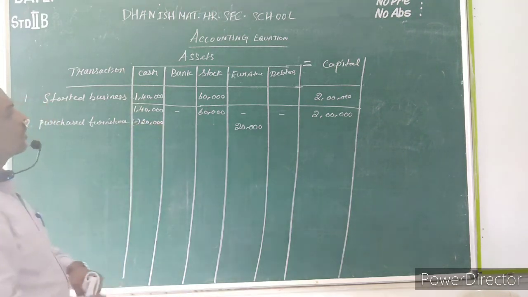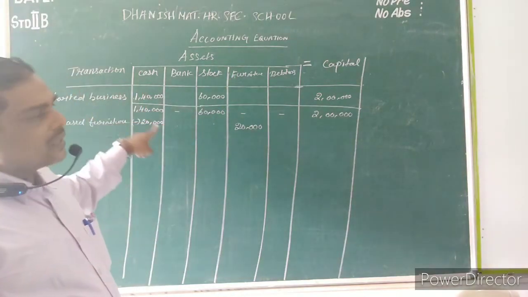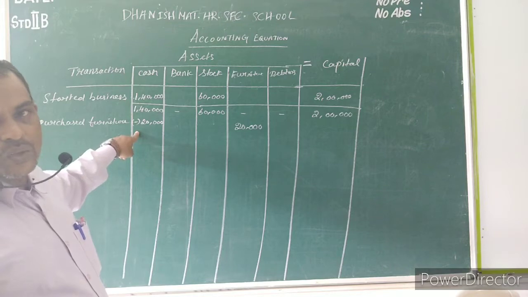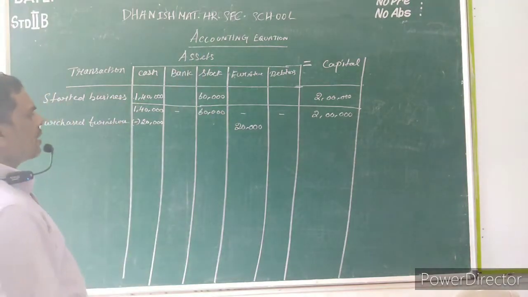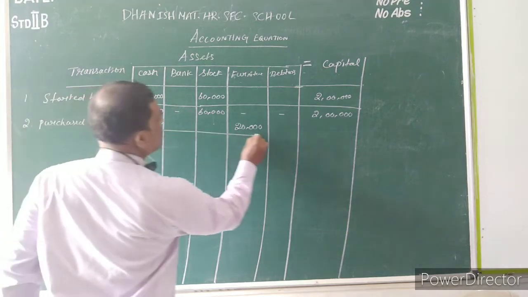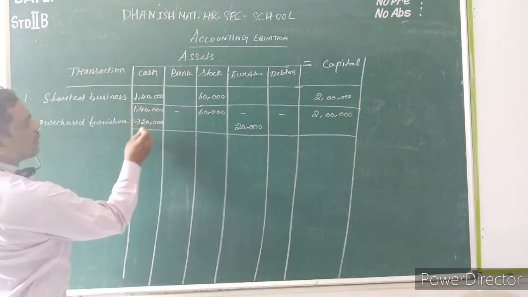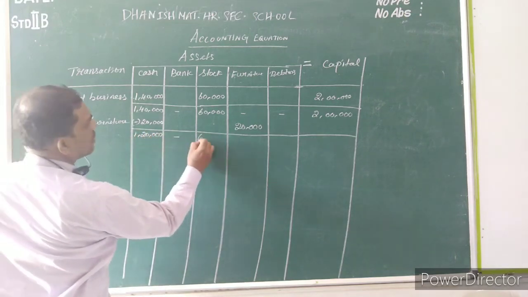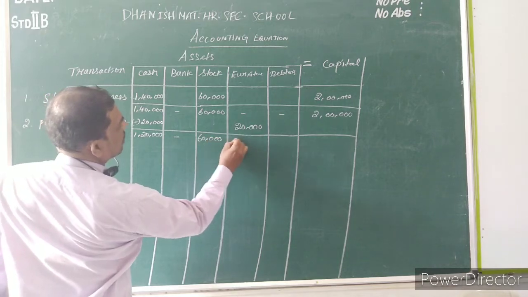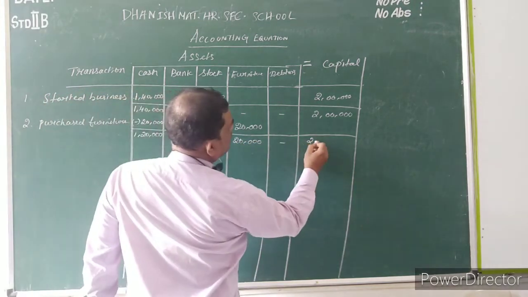Understood or not? You are purchasing one furniture with cash. So you are taking the 20,000 from the cash only, so the cash will be reduced and furniture will be increased. Now close this transaction and add this second column. 1,40,000 minus 20,000 is 1,20,000. Nil, 60,000. Here 20,000. Here nil. Here 2 lakhs rupees.